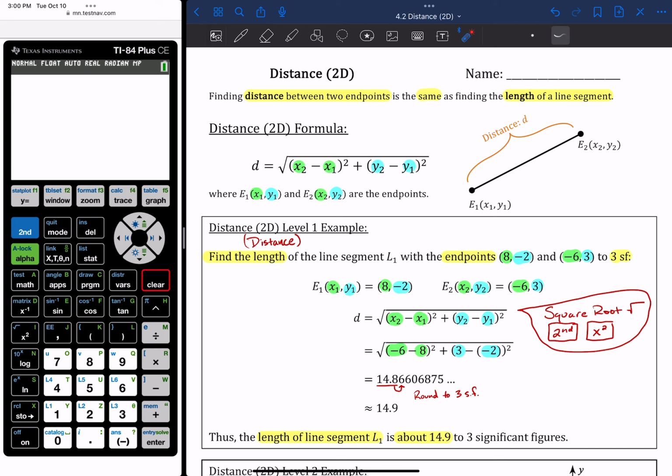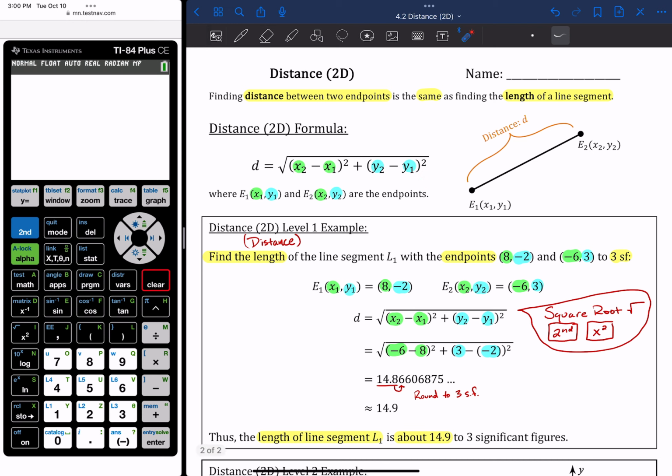Once we've labeled, now we can use this formula. The distance equals the square root. This symbol is the square root. What we're going to do is take the difference between our two endpoints for the x component right here, and the difference between the y components between our endpoints. This is going to be x2 minus x1, that thing, squared, plus y2 minus y1 squared.